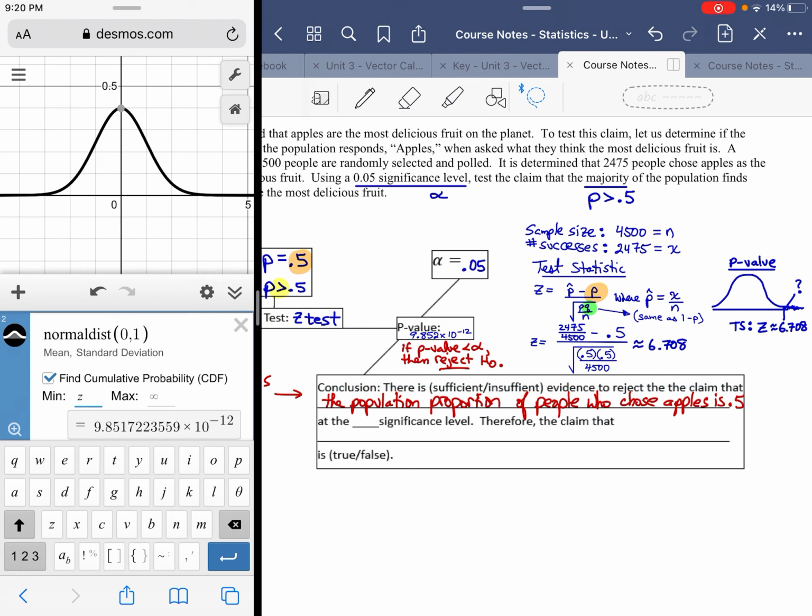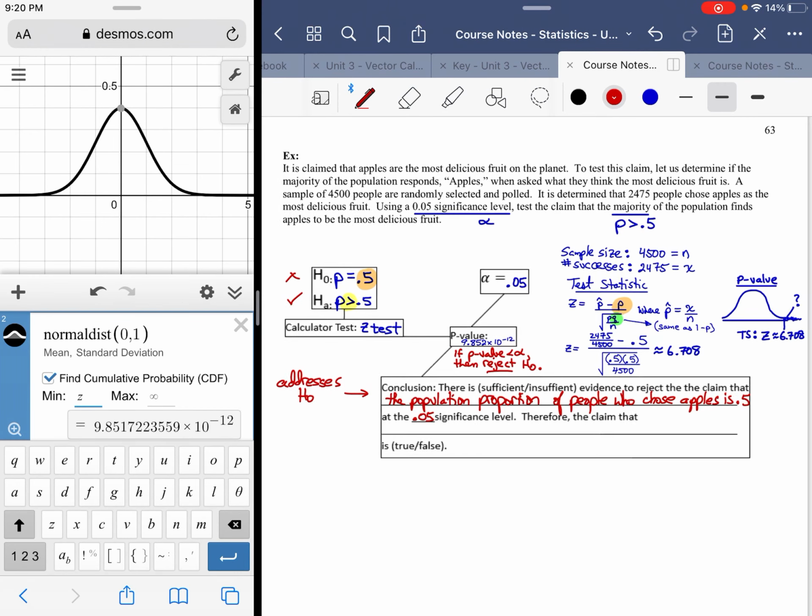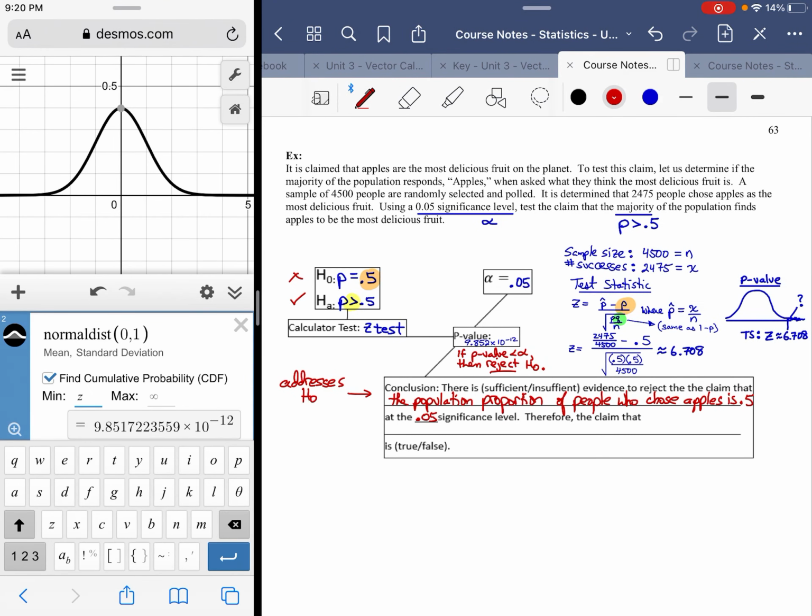At the blank significance level that was given, they told us it was 0.05, so I just popped that in there. Therefore, the claim that, well, the claim that they're asking us, that the majority of the population thinks apples is the most delicious fruit. So the first sentence addresses the null hypothesis. The second sentence addresses the question, which most often is the alternative hypothesis, but sometimes it's a variation of the alternative hypothesis, or the question, or both.